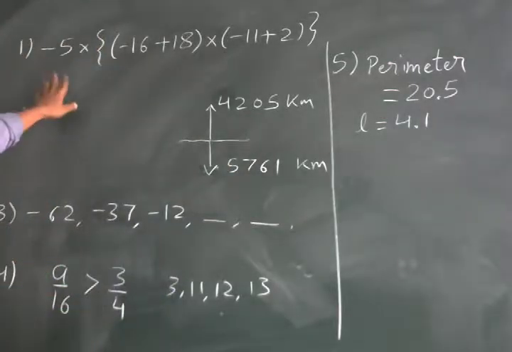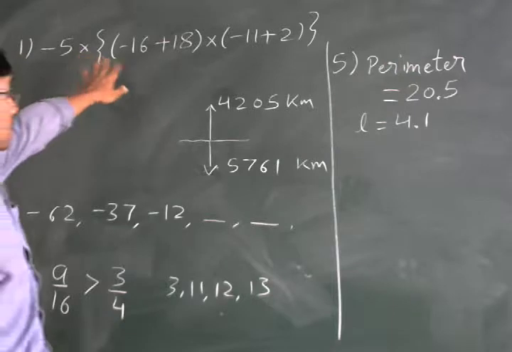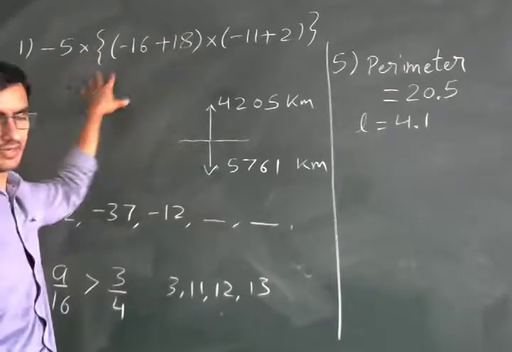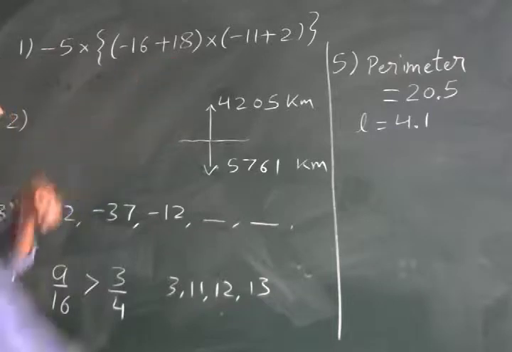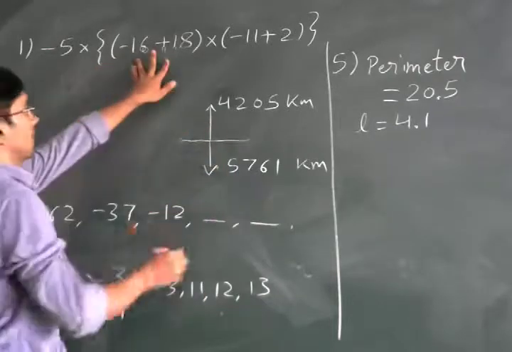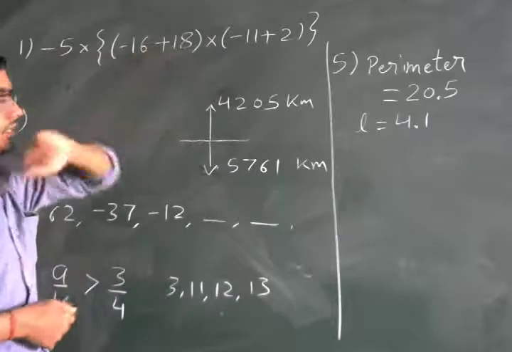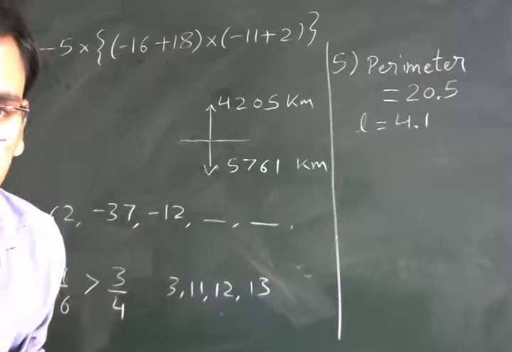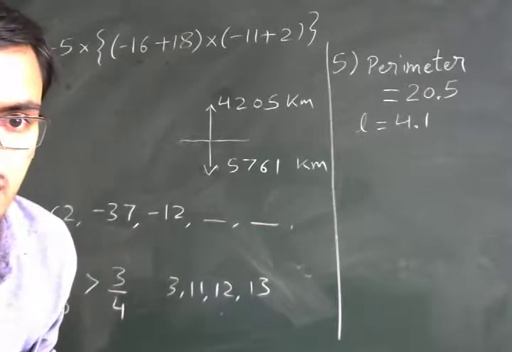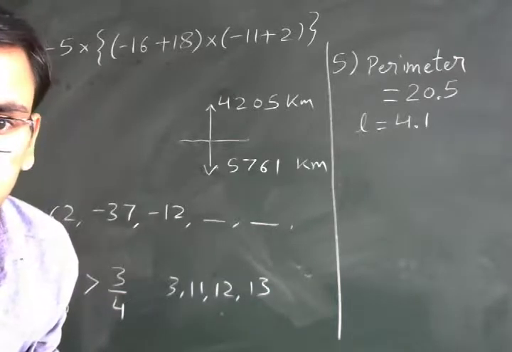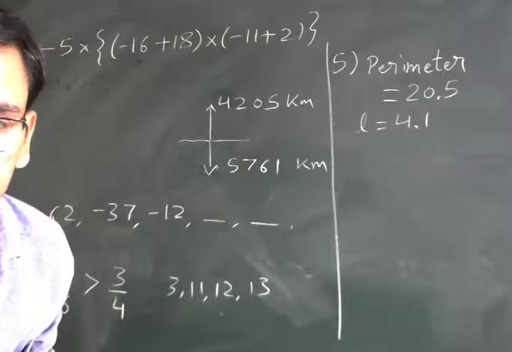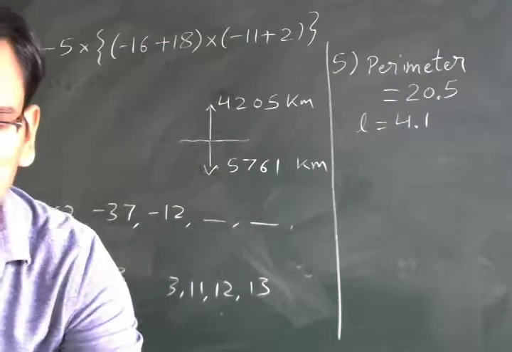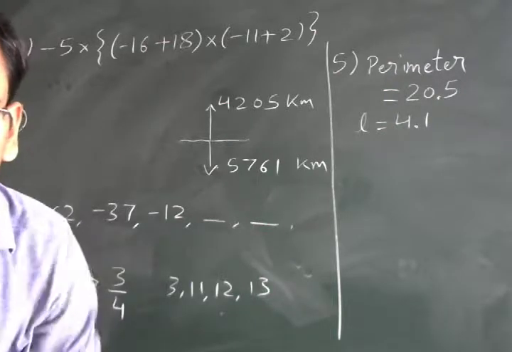So the first one was the objective, where a product and operations of integers, fine, mixed combination of operations of integers. So first of all, bracket is there: minus 16 plus 18, multiplied by minus 11 plus 12. Okay, keep your videos on. Those who want to answer, just raise your hands. Okay, Sumit Rathore will answer this. Sumit, unmute yourself.